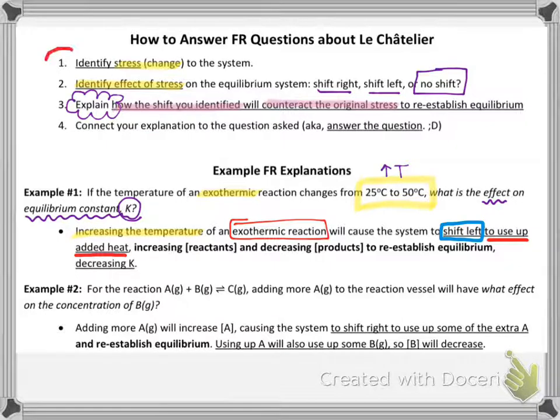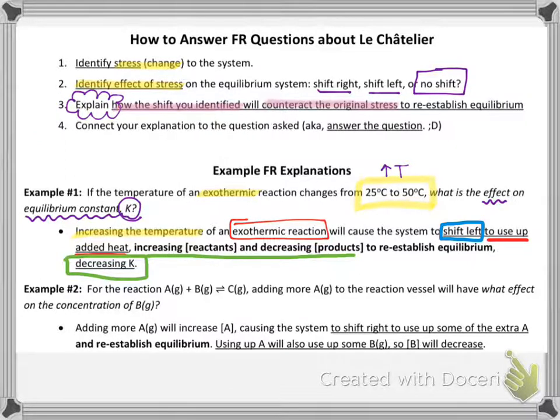And that part of that sentence has basically already done steps 1 through 3, but we still need to answer the question. So this is where we get to talk about, okay, well, if it shifted to the left, that's increasing the concentration of reactants and decreasing products to reestablish equilibrium, and so on. But remember it said K. What about K? Well, that will decrease K. And now we have answered the question.